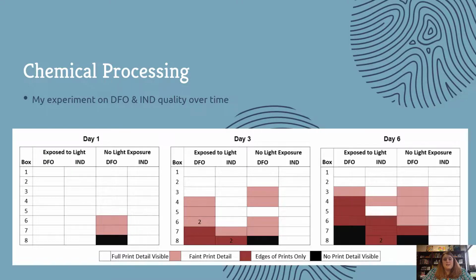The chart here shows the print quality on day 1, day 3, and day 6. The darker shades indicate a deteriorated print quality. As you can see, the fingerprints exposed to light deteriorated much faster than the fingerprints stored in a dark location. DFO-treated fingerprints also deteriorated faster than the IND-treated fingerprints.